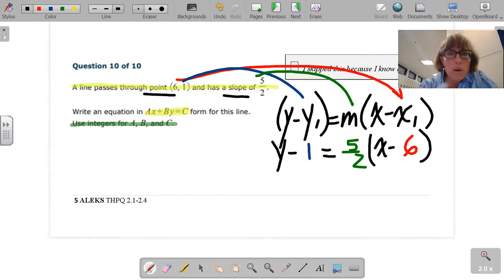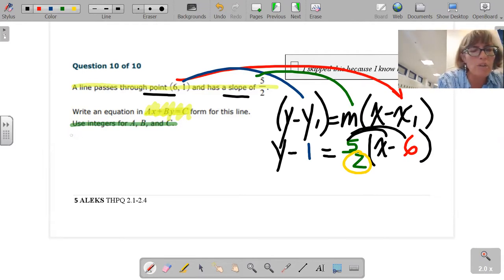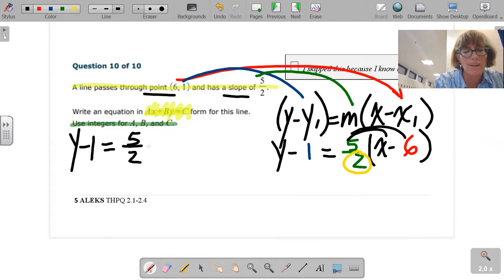So because I know I want my final answer in integers, I'm going to do arrow in, arrow out, and I'm going to get rid of that 2. So first, we're going to distribute, and we're going to bring it over here. I get y minus 1 equals 5 over 2 x minus 30 over 2.